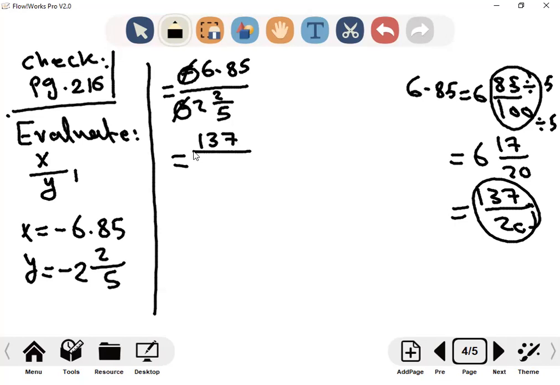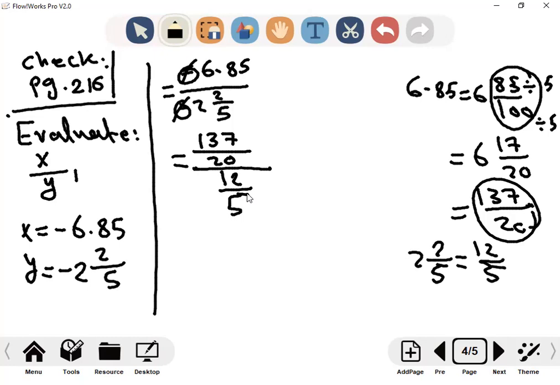137 over 20, all over 2 and 2 over 5. Turn it to a fraction: 5 times 2 is 10, plus 2 is 12, over 5. So down it will be 12 over 5. Up here, if you multiply 100 by 6 plus 85 and then divide, it's up to you. But for me, I like to do the solution in the easiest way.